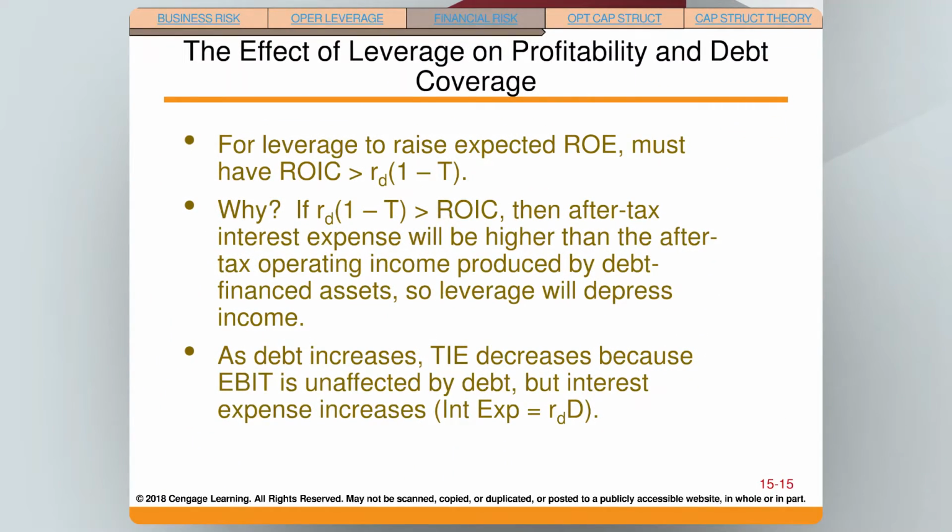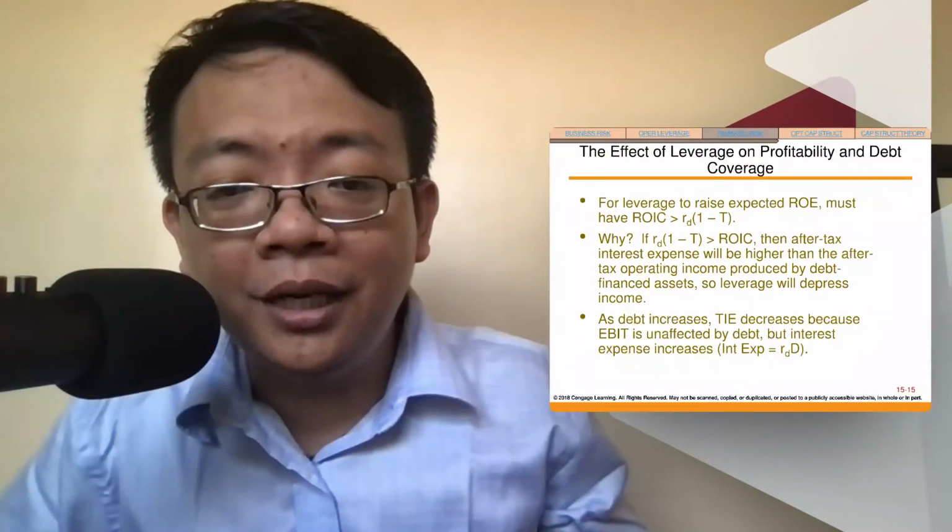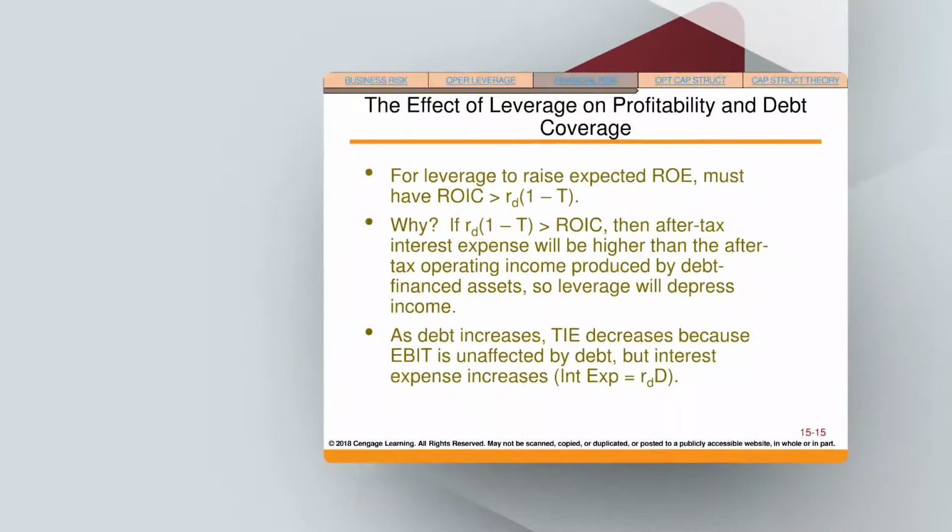So, the effect of leverage on the profitability and debt coverage. Now, for leverage, to raise expected ROE, must have ROIC greater than your RD times (1 minus T). Ano to? RD is return on debt, and 1 minus T, meaning tax rate. If the RD (1 minus T) is greater than the ROIC, then after-tax interest expense will be higher than the after-tax operating income. Ito ba yung natandaan pa, when we were in the cost of capital? Hopefully, yes. Di ba?